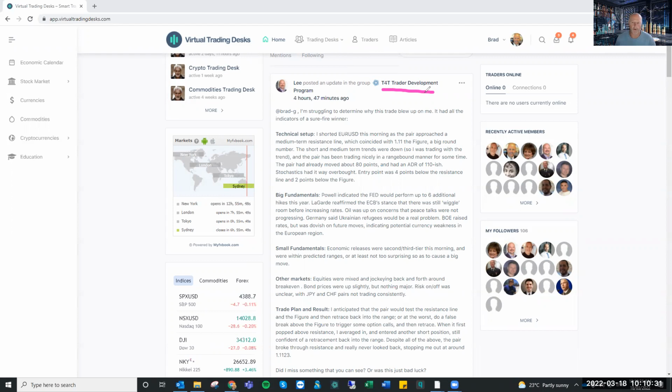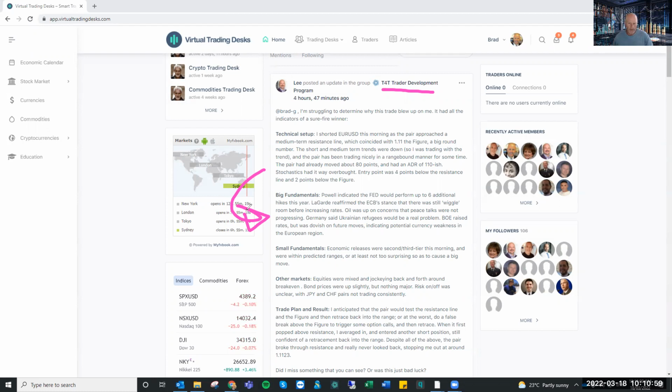He's gone into a short euro trade on the bounce, okay, following, if you look at the big fundamentals, the FOMC. The Fed have come out and said they're going to do 6 additional hikes this year, a whole range of things, very aggressive. Lagarde reaffirms ECB stance. They had wiggle room before increasing rates, and the Bank of England raised rates and then sort of signaled that's it for the moment, right? So you'd think a really big, strong dollar push.